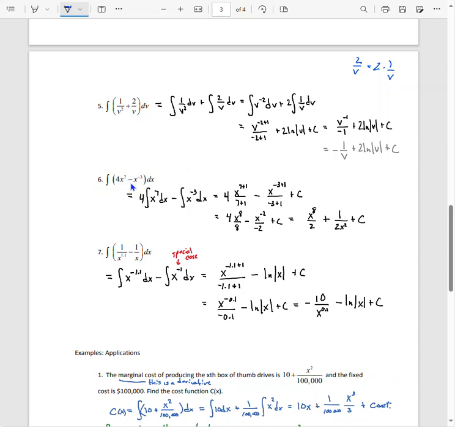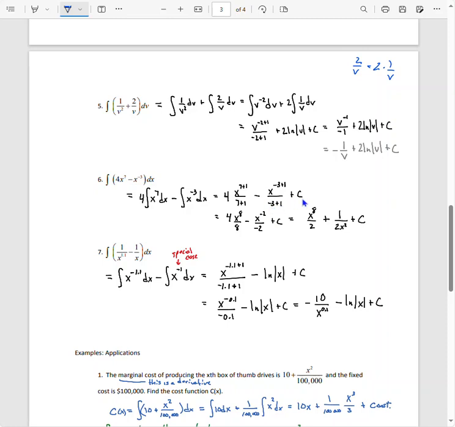Integral of 4x to the 7th minus x to the negative 3 dx. I'm going to pull the 4 out in front of the integral of x to the 7th dx minus the integral of x to the negative 3 dx. So my 4 stays out in front. My x to the 7th, the integral, I'll add 1, so it's x to the 7 plus 1 over 7 plus 1, minus the integral of x to the negative 3 is x to the negative 3 plus 1 over the same denominator, negative 3 plus 1.